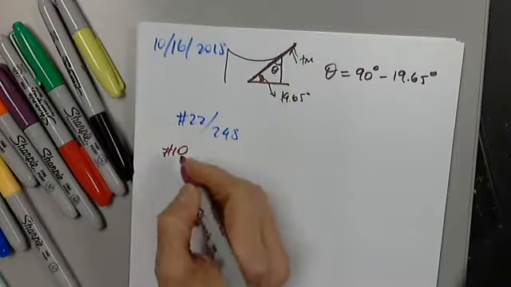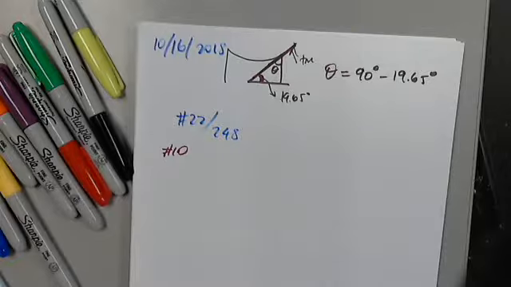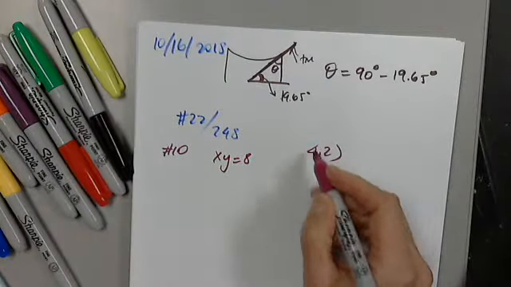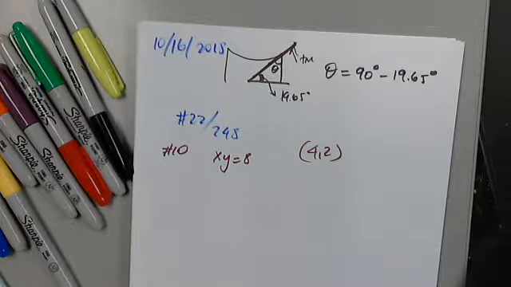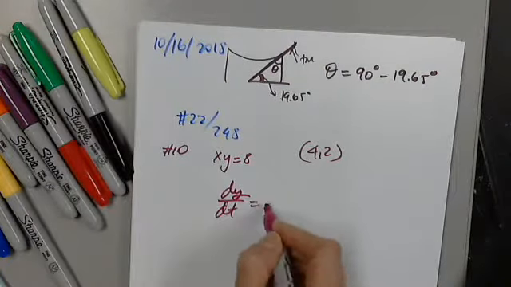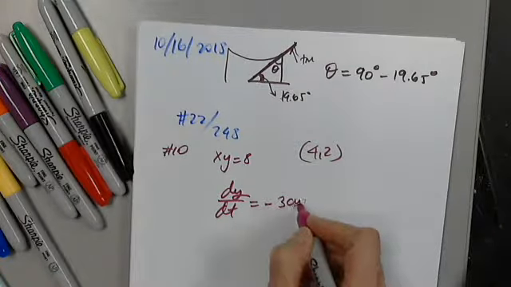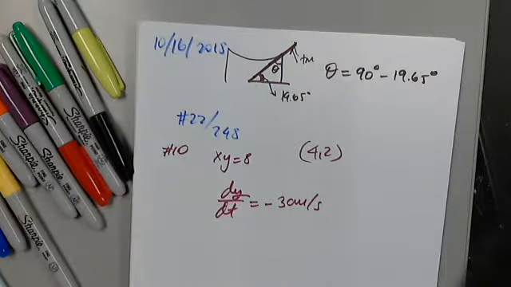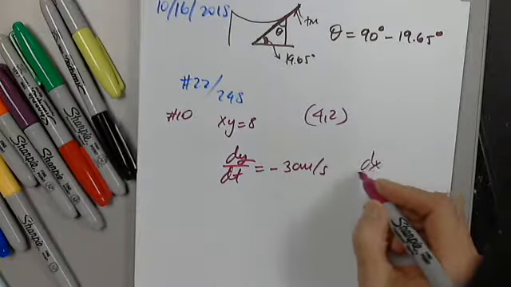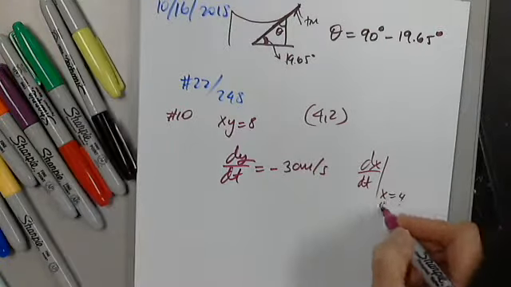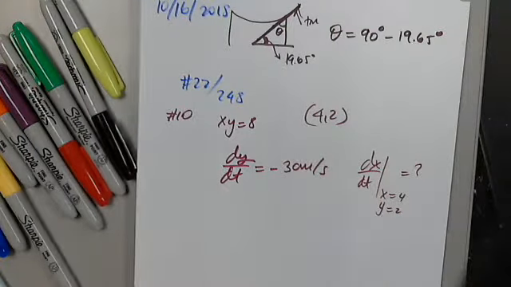Okay. So in 10, we have a particle moving along this hyperbola, and when it reaches (4, 2), tell me if it's similar enough. The y coordinate is decreasing at a rate of 3 centimeters per second. How fast is the x coordinate of the point changing at that instant? So we're asked to find dx over dt when x is 4 and y is 2. Is this close enough?